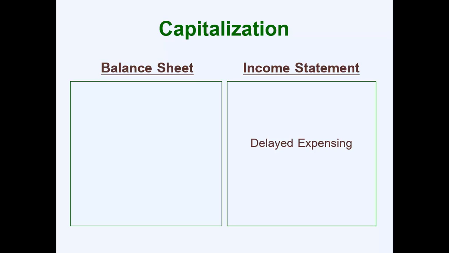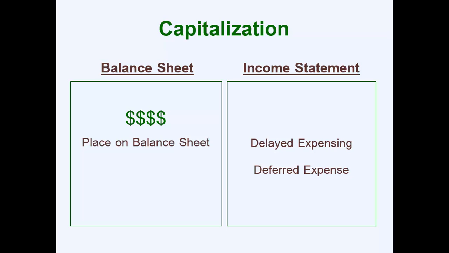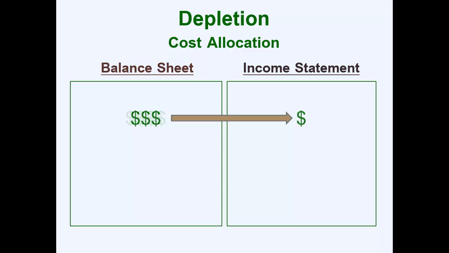To review, well, I incur cost for this long-term asset, but I'm not going to expense it. I'm going to capitalize it, and then through depletion, I will remove some of that deferred expense to the income statement over time. It's a cost allocation, just like depreciation is.